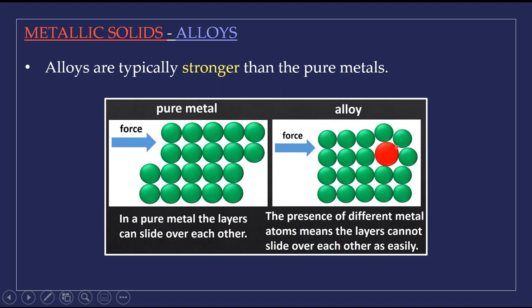Now, alloys are typically stronger than the pure metal. The pure metal can slide, is malleable, you can form it into different shapes. But when you stick in some other atoms, they don't necessarily want to slide past each other as easily, so it does create a little bit more strength. But like I said, they design them with certain percentages to have certain characteristics, certain properties, based off of the use of the alloy.